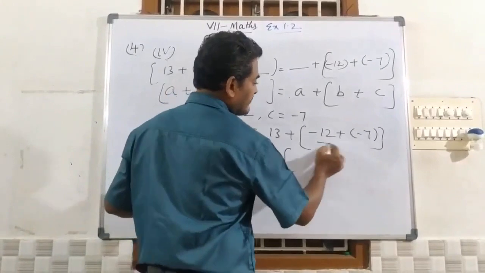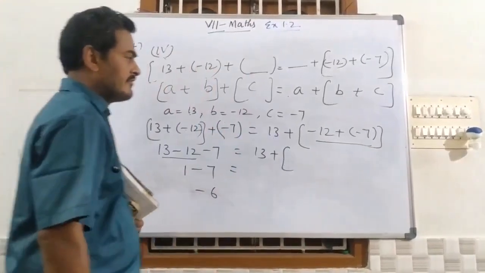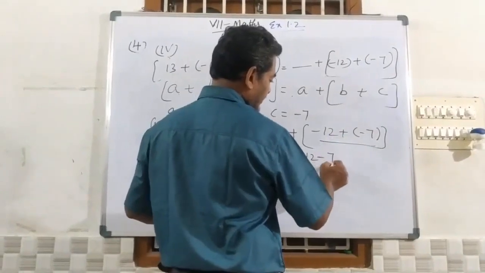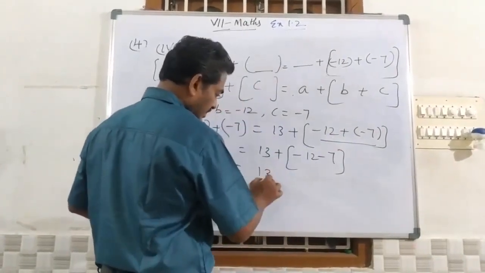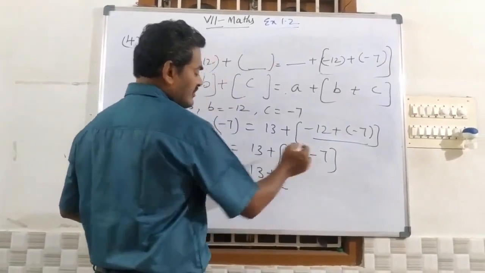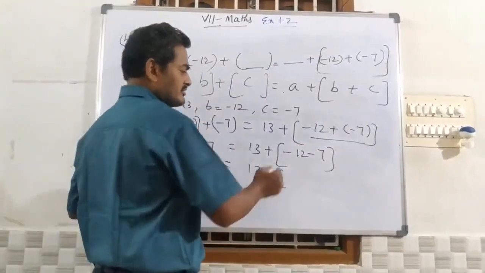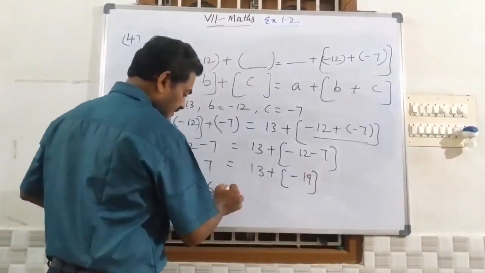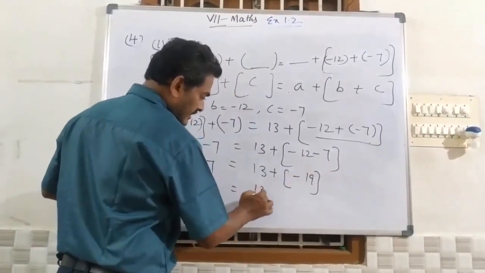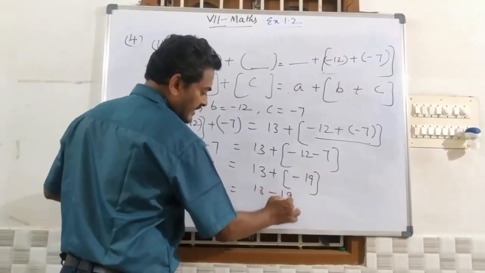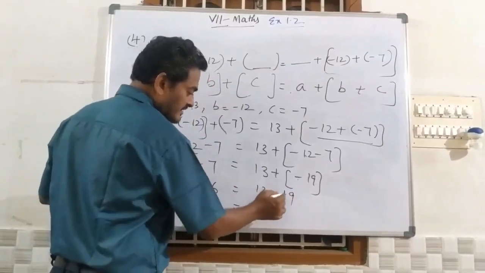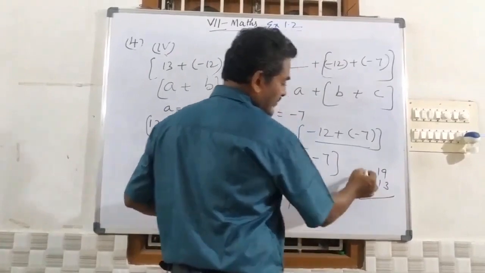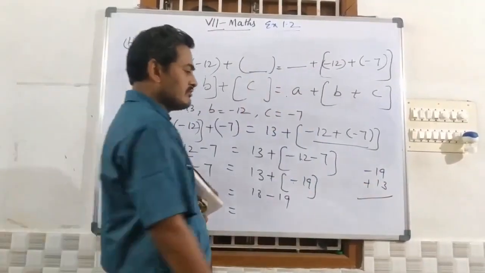Now come to the other side: 13 plus, inside the bracket we simplify first, minus 12 plus minus 7. Both are negative numbers, so minus 12 minus 7 is minus 19. Now 13 plus minus 19 equals minus 19 plus 13. Different symbols.